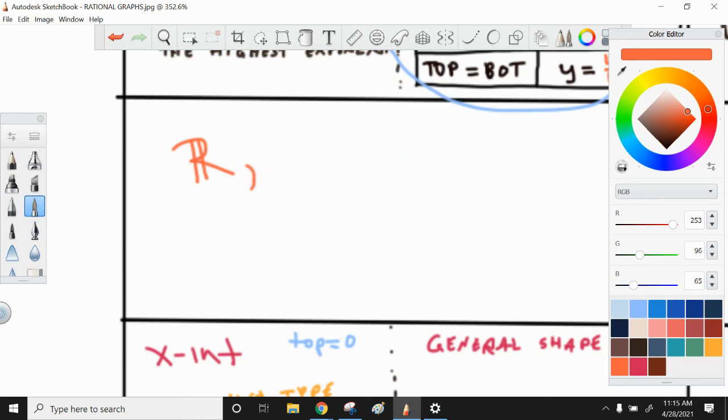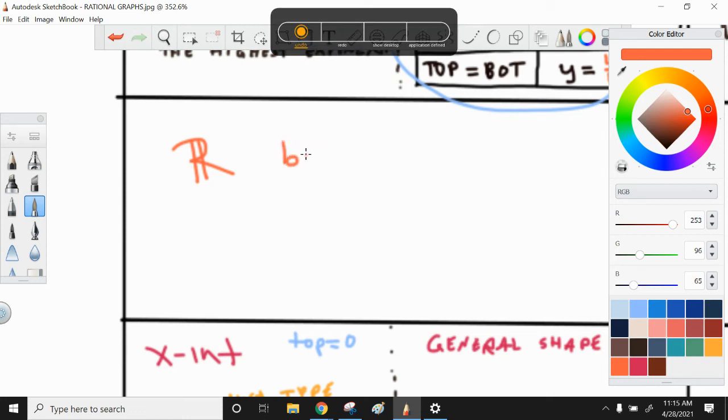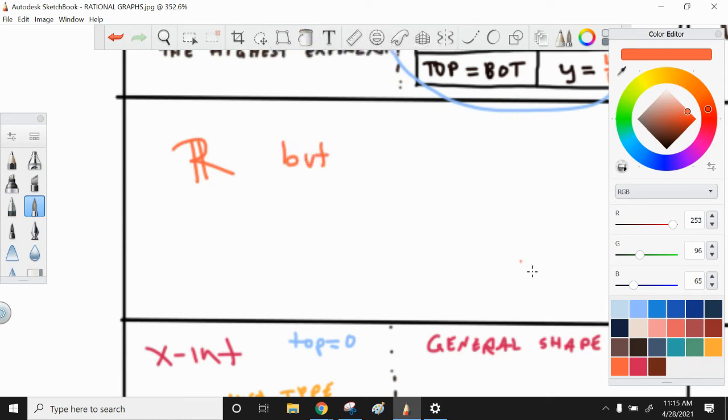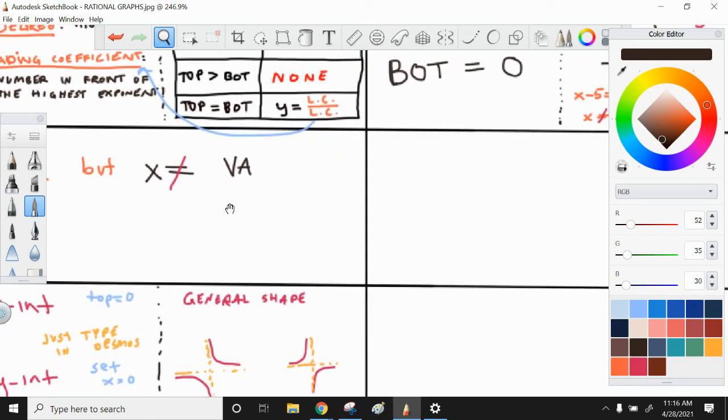But, and sometimes we can even write, but your x cannot be the vertical asymptote. Right? Your graph is literally everywhere except for the vertical asymptote. Okay? And it's the same thing with the range.